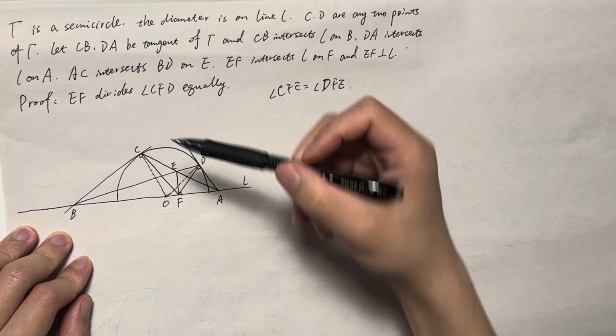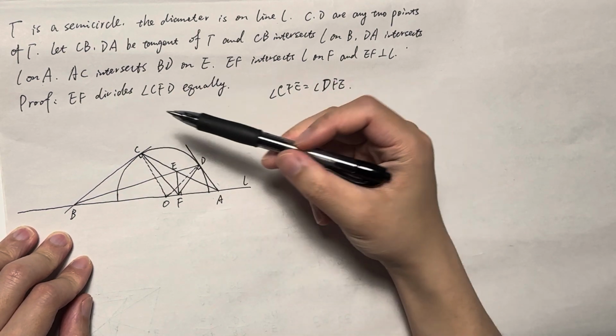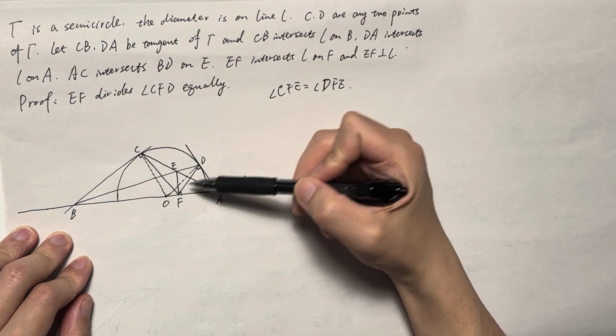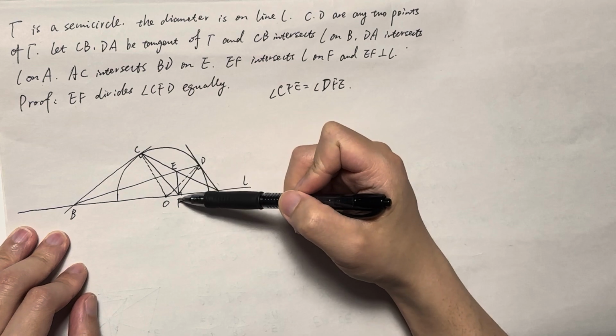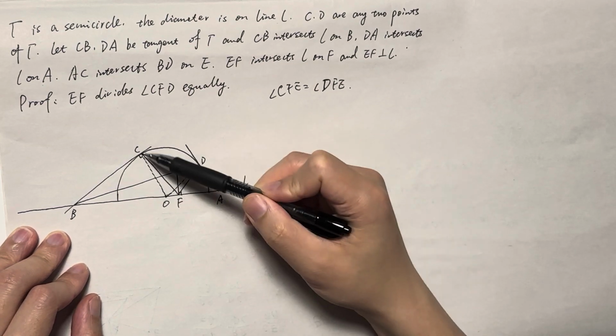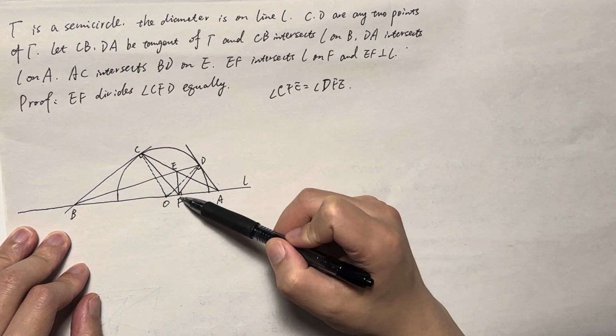Proof: EF divides angle CFD equally. That means we want to prove that angle CFE equals angle DFE.